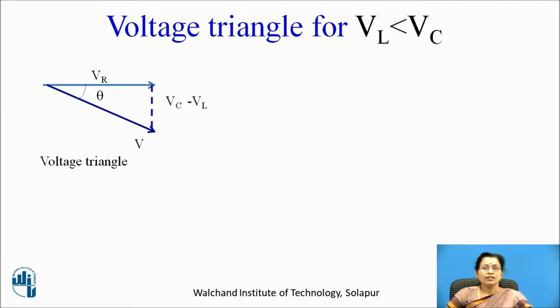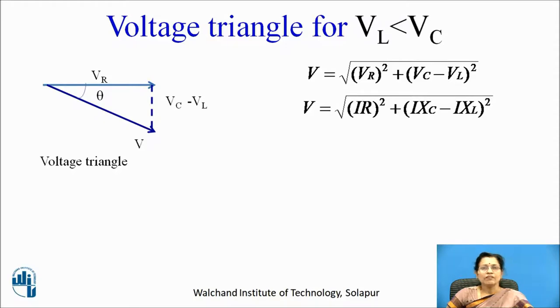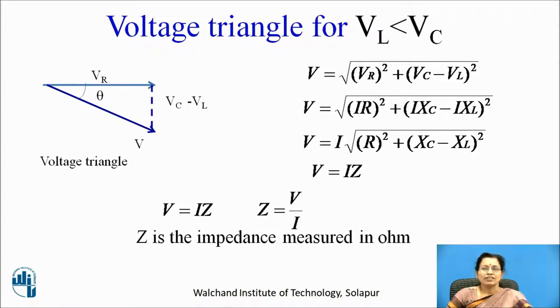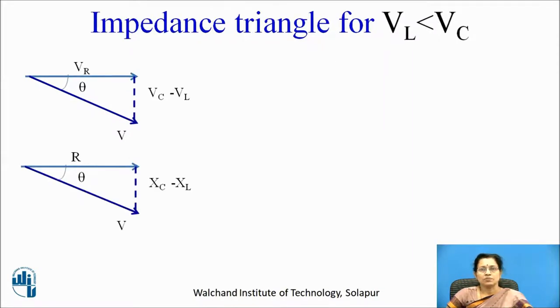From this voltage triangle, we can write down the voltage equation: V equal to under root VR square plus in bracket VC minus VL bracket square. Then by putting the values of VR, VC and VL, we'll get the equation like this, and we can write this as V equal to I under root R square plus in bracket XC minus XL bracket square, where under root R square plus XC minus XL bracket square is Z. So here we get the equation V equal to I into Z or Z equal to V by I, and Z is the impedance measured in ohms.